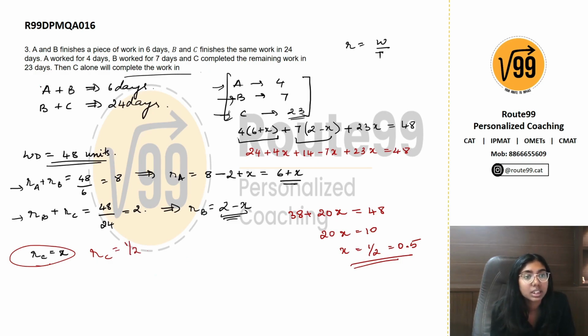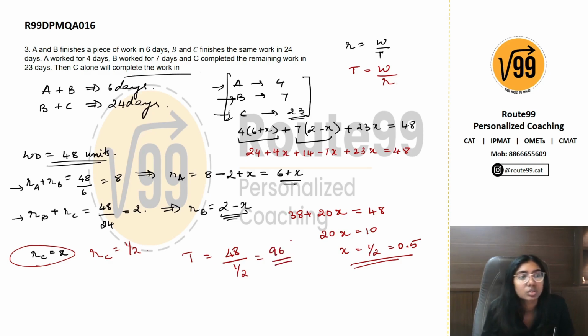So what they are asking is C alone will complete the work in how much time? Time taken, if you see from this formula, is work done upon rate. Total work done is 48 units, divided by the rate, which is half or 0.5, which is equal to 96. So C alone will take 96 days to complete the work. Alright? Okay. Next question.